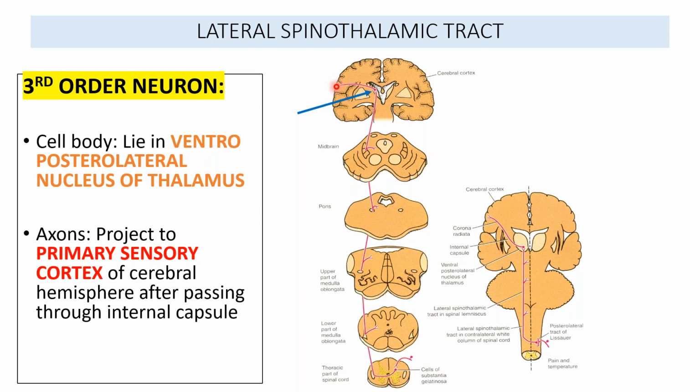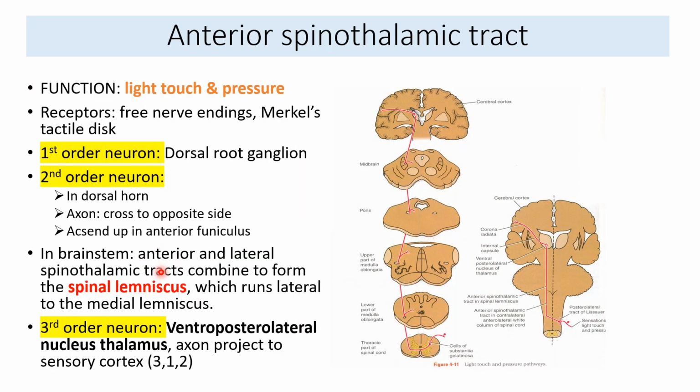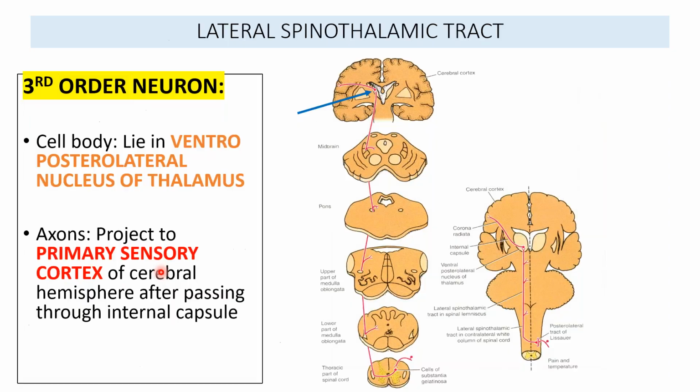and from here the axons are projected in a similar fashion, with the somatotopic representation that I've told you about, the body representation in the cerebral cortex, projected to the primary somatosensory area. So all the tracts will be projected to the same terminal area, that is the primary sensory cortex. Now, we are done with the lateral spinothalamic tract.